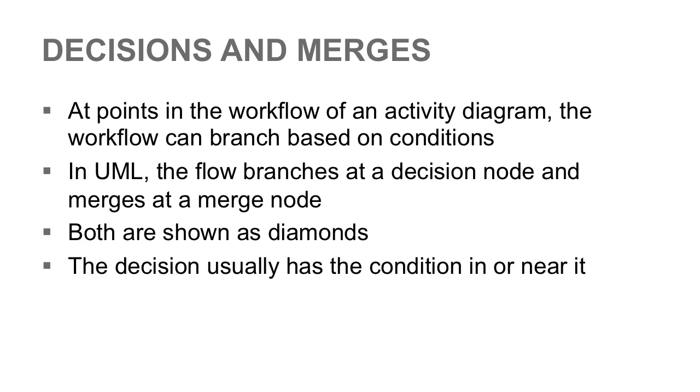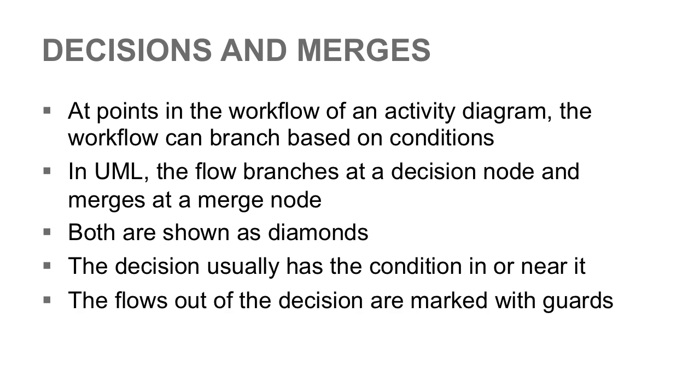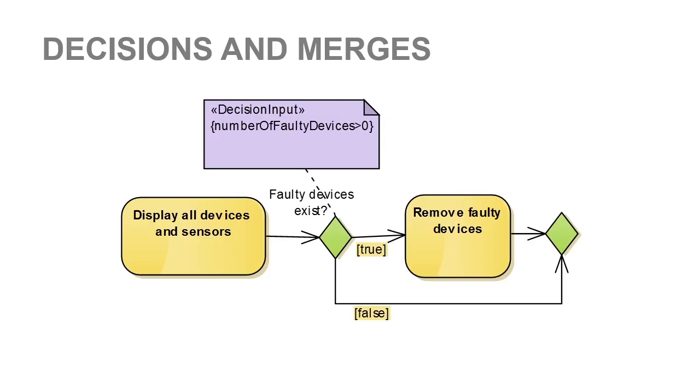Depending on the modeling tool you're using, the decision node can have the decision or condition shown in it or near it, and it can also be shown in a constraint attached to the node. The flows out of the decision are marked with guards, and the flow of control will follow the first guard to evaluate true. Here's a diagram showing a decision and a merge.